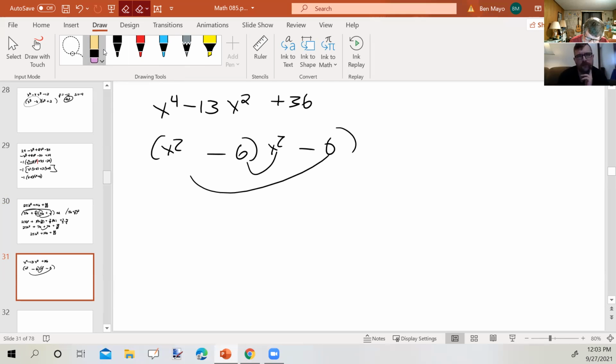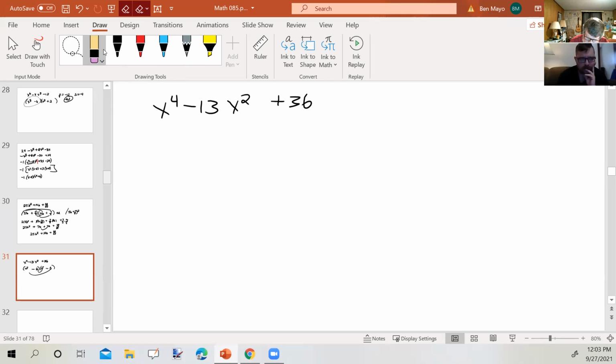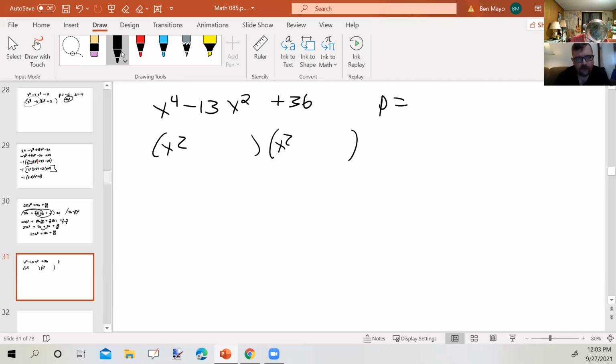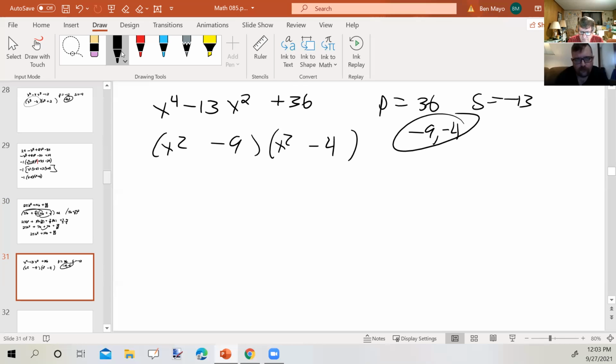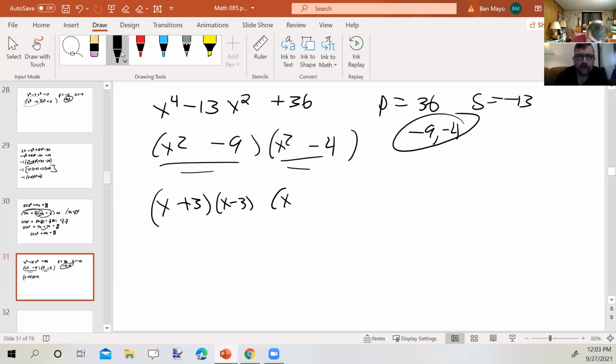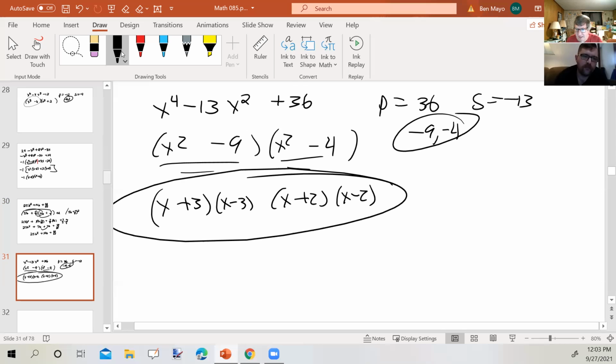So now we go back to the drawing board. Well, it has a leading coefficient of a 1. The product is 36 and the sum is negative 13. How about negative 9 and negative 4? But wait, that's the difference of two squares. So is that. Wasn't that fun?